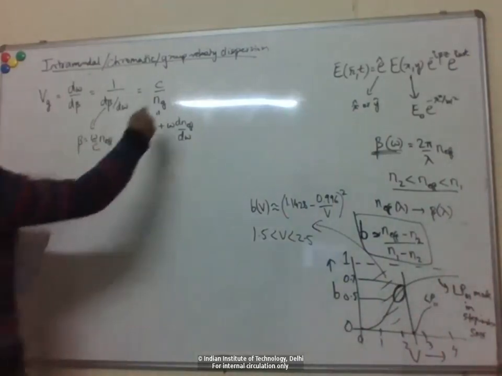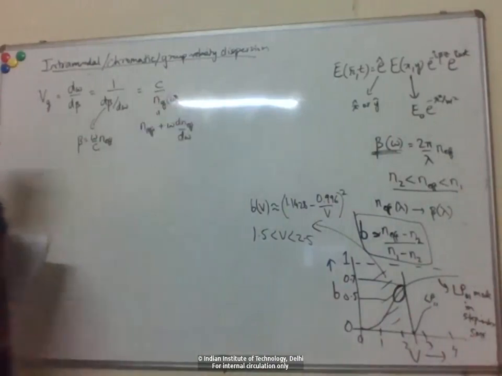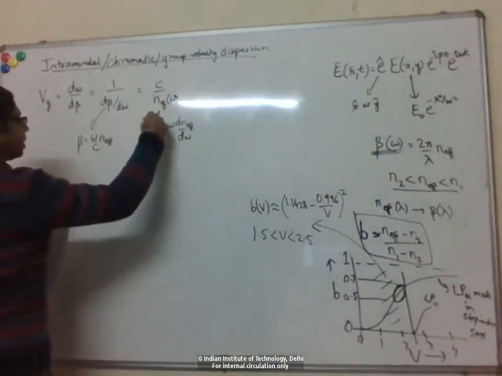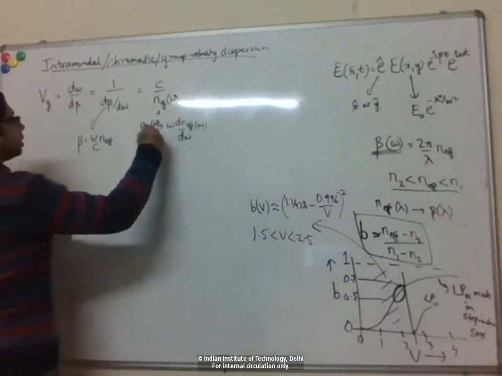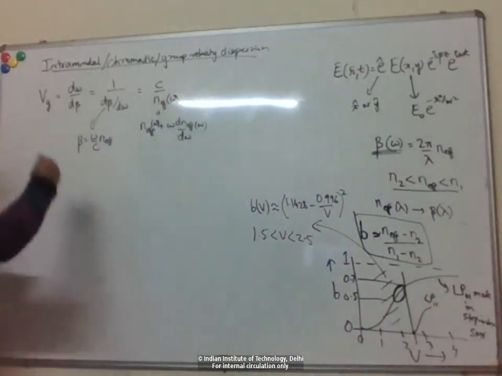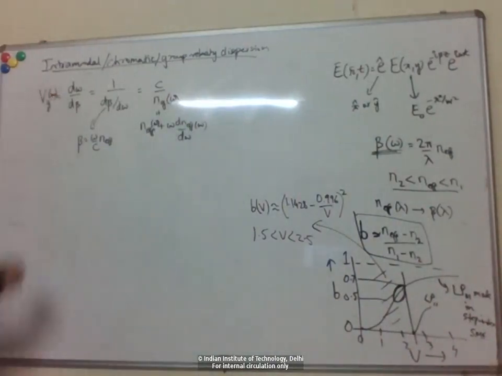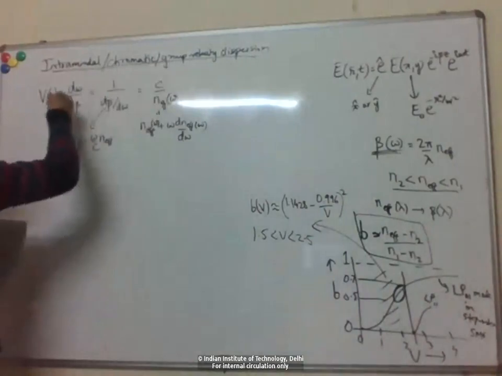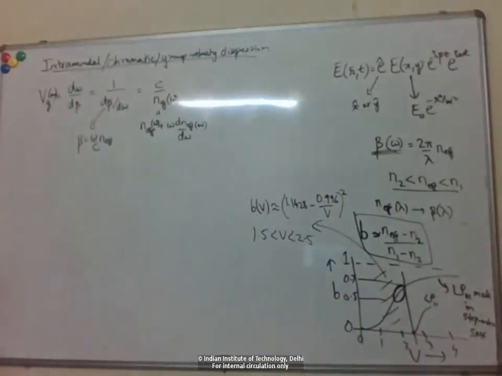Right, so in general, this is also a function of frequency. So these are functions of frequency, and this group index is also a function of frequency, so the group velocity is also a function of frequency. Right, so this is what chromatic or group velocity dispersion means.